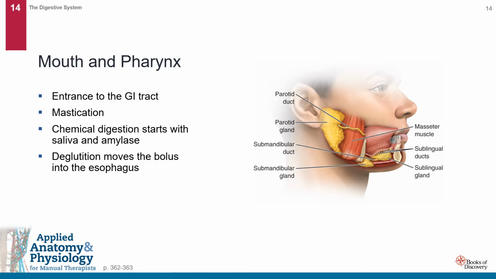And here we see illustrated the salivary glands. There are three pairs of salivary glands: the sublingual glands beneath the tongue, the submandibular glands under the mandible, and the parotid glands, which are anterior and inferior to the ear, superficial to the masseter muscle.